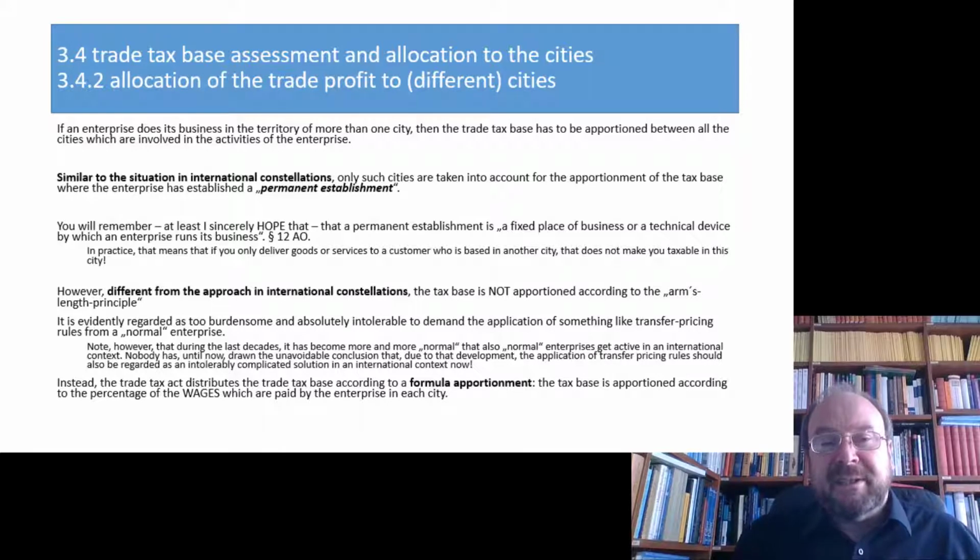Well, trade tax, although it comes from the Middle Ages, is more progressive than our present international taxation regime. Here we have in trade tax a formula apportionment. So the trade tax is distributed among the cities interested according to a formula, according to a key figure. And that key is nothing else than the wages, or better, the percentage of the wages paid in that permanent establishment in relation to all wages paid by the whole enterprise.